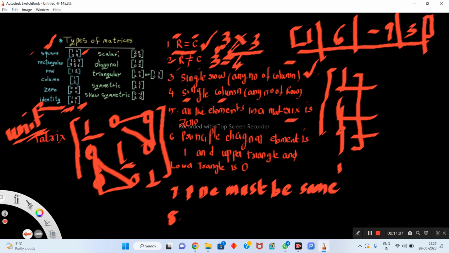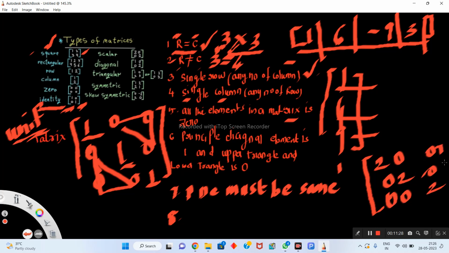Okay, scalar matrix. What is scalar matrix? The principal diagonal element should be same, but that should not be 1. The principal diagonal element should be same, and the upper triangle element and lower triangle element must be 0. For example, 2 0 0, 0 2 0, 0 0 2. This is a scalar matrix. The principal diagonal element is 2, and the upper triangle element and the lower triangle element is 0. This is known as a scalar matrix.